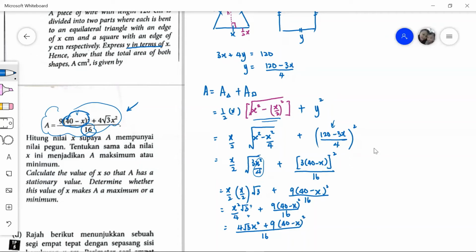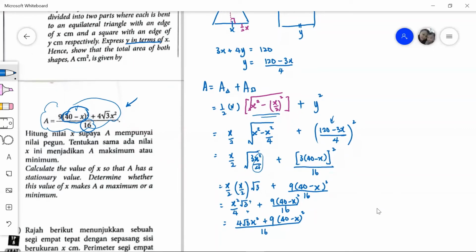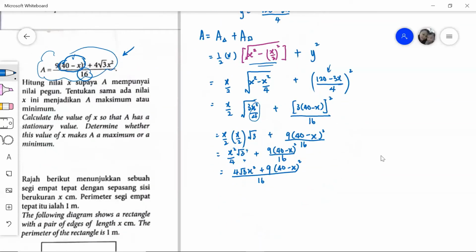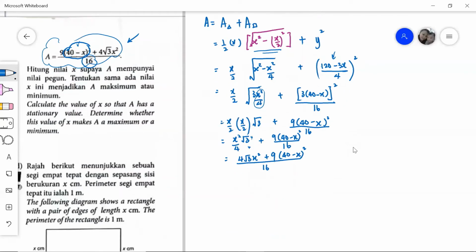All right, isn't it this? Is the one given? So let's just rewrite the A so that it is in the same form given by the question. Therefore, A equals 9 times 40 minus x squared plus 4 root 3 x squared, over 16. We have just shown. Okay, done with this part.